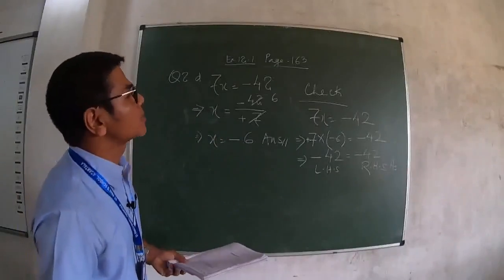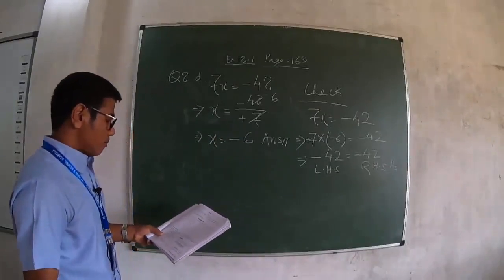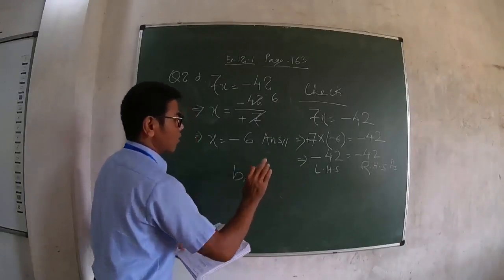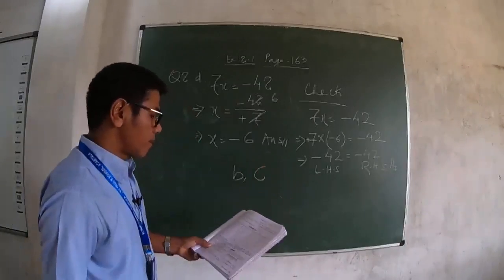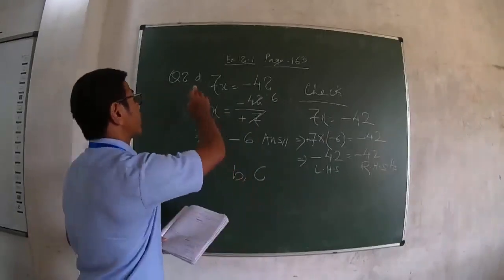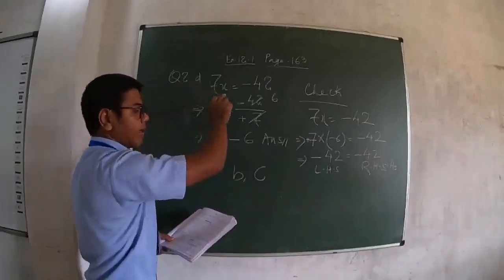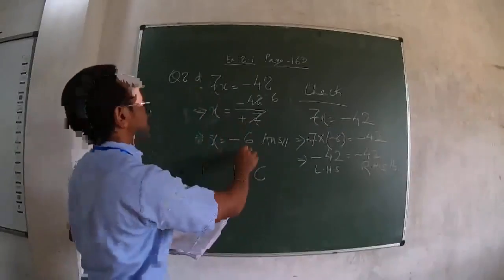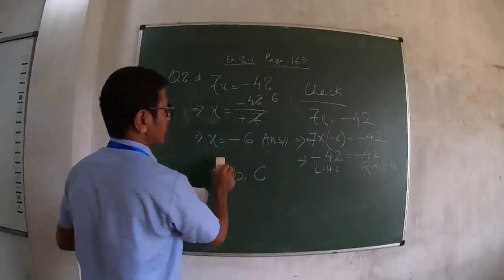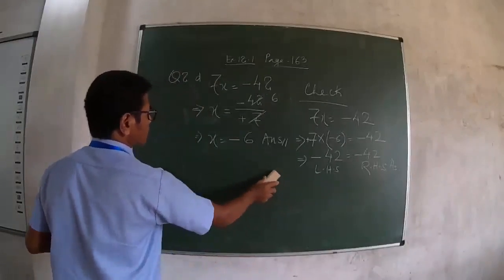Please copy, children. Please try B and C. B and C at home. They are very good. Please try B and C. You should be doing B and C at home.